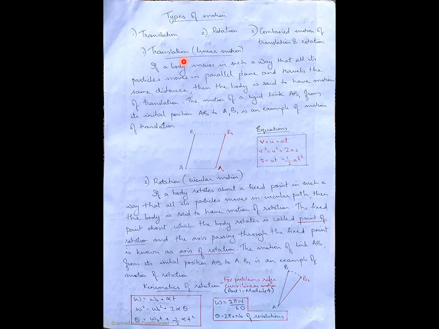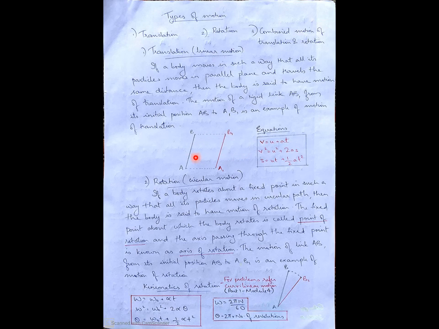First one, translatory motion. If a body moves in such a way that all its particles move in parallel planes and travel the same distance, then the body is said to have motion of translation. So consider this link AB. Its initial position is AB. If it has moved to a new position A1 B1, which means A has moved to A1, this distance is parallel to the B1 distance, and it has moved the same distance. So the A1 distance is the same as the B1 distance, which means this is a motion of translation.